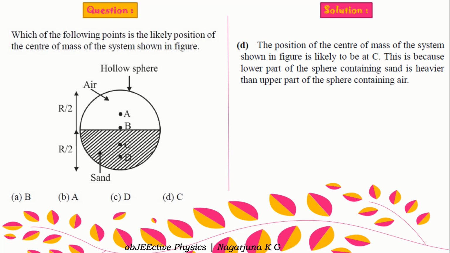Now observe the diagram. A, B points are in air. Upper half of the sphere is filled with air and lower half of the sphere is filled with sand. C and D are located inside the sand. We know that center of mass is always closer to the heavier mass. So option D is the right option.